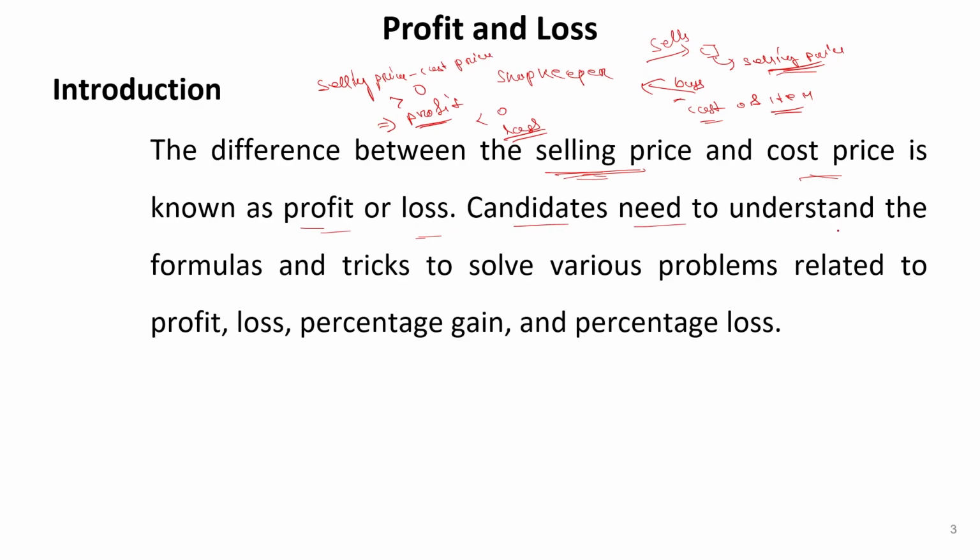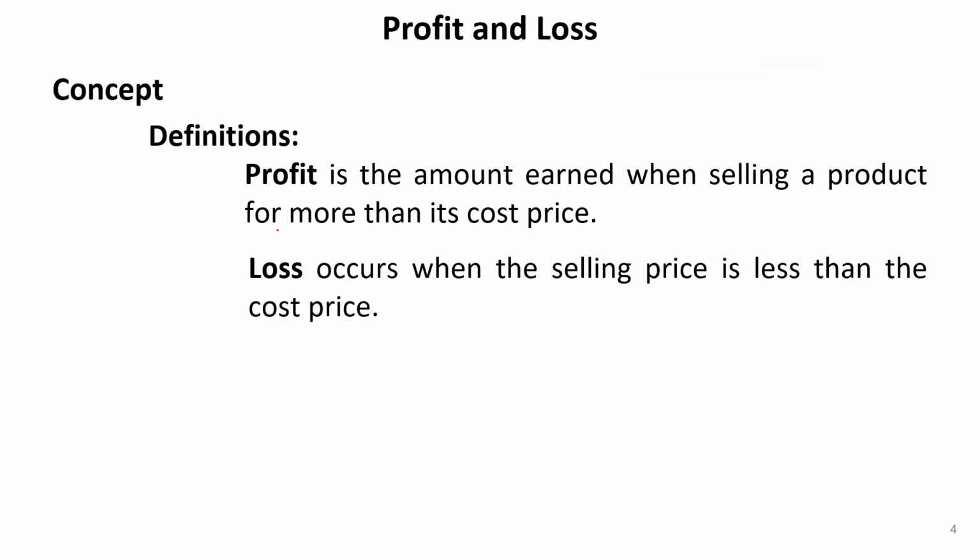Candidates need to understand the formulas and tricks to solve various problems related to profit, loss, percentage gain, and percentage loss. So let's go forward and learn these things. The definition of profit is the amount earned when selling a product for more than its cost price, as we have already discussed. And loss occurs when the selling price is less than the cost price. In the case of profit, the selling price is greater than the cost price, and in the case of loss, it is less than the cost price.